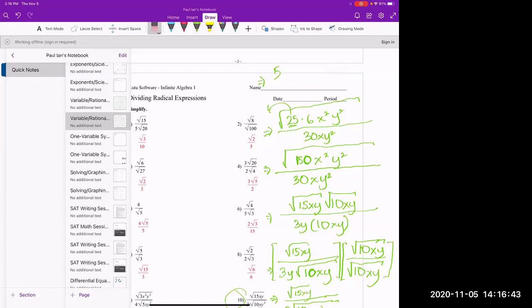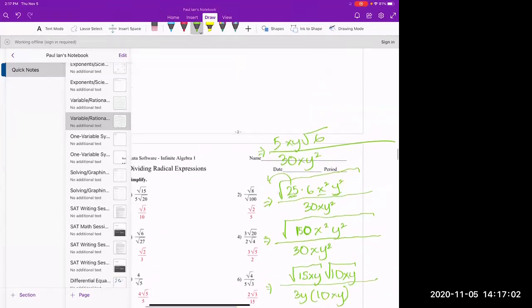Let me just write this carefully. And then you have this root 6. What about this x squared and y squared? You can take that out as well, right? Yeah. So it becomes x, y, root 6. And then the bottom stays as 30x y squared. Okay. This is good. What do you do now?